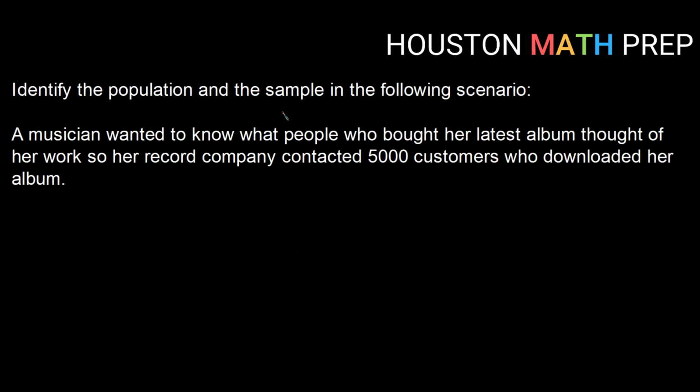All right, and last one. A musician wanted to know what people who bought her latest album thought of her work. So her record company contacted 5,000 customers who downloaded her album. So in this case, the musician would like to know the opinion of all people who bought her album. So that would represent the population. So all people who bought the album.